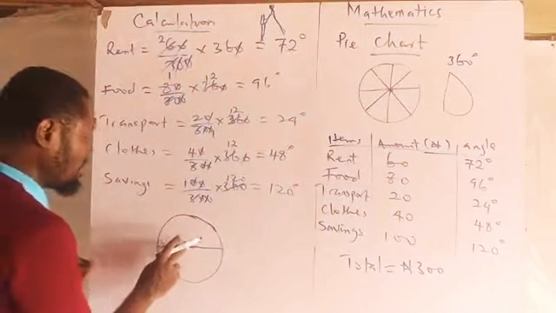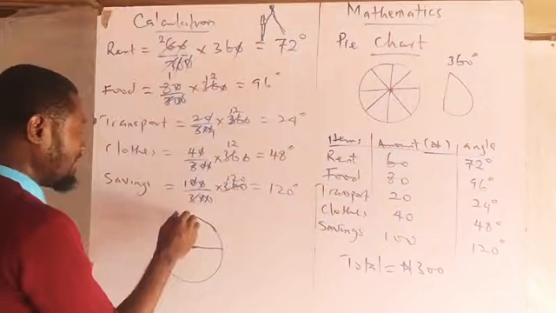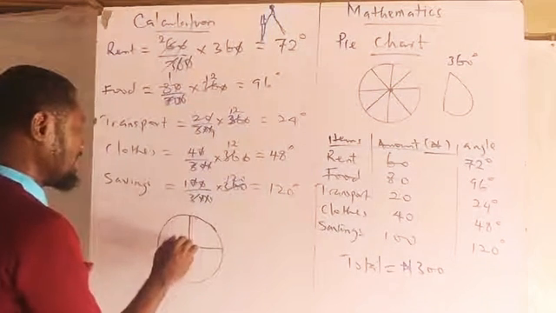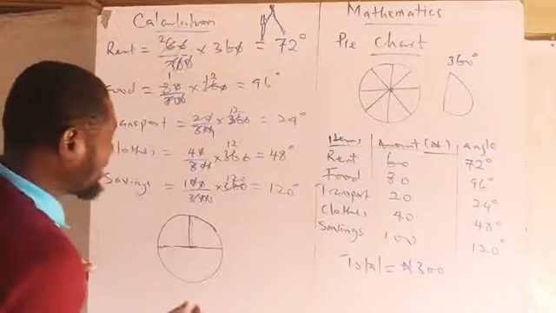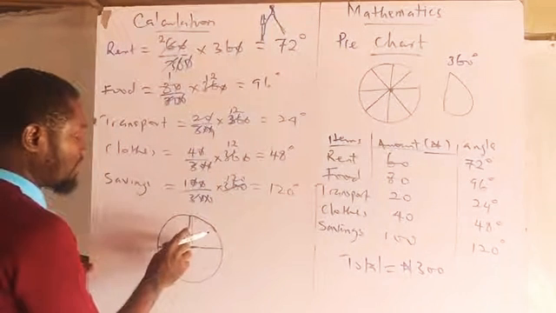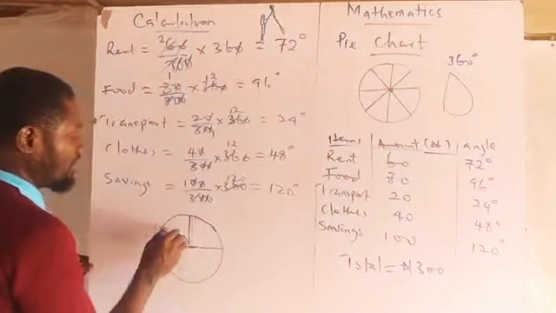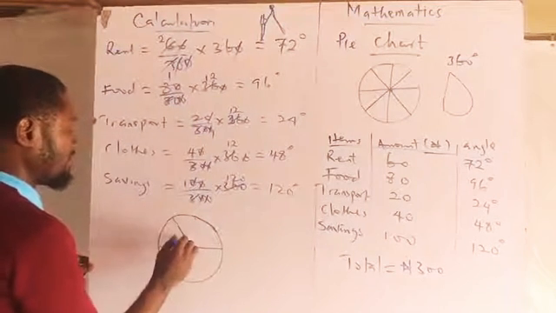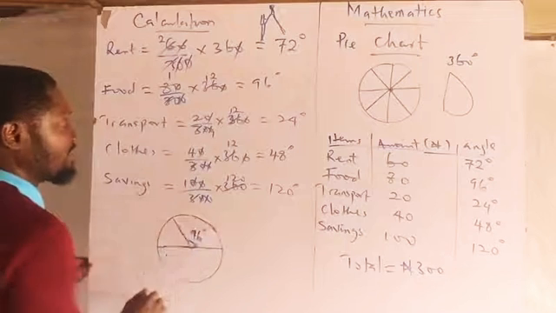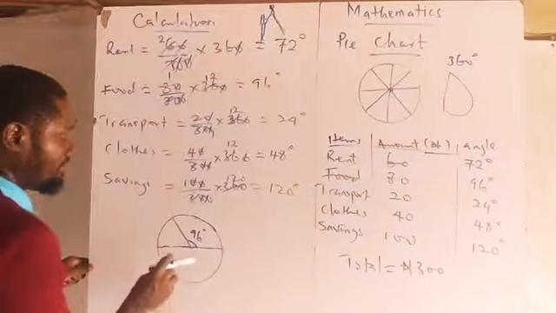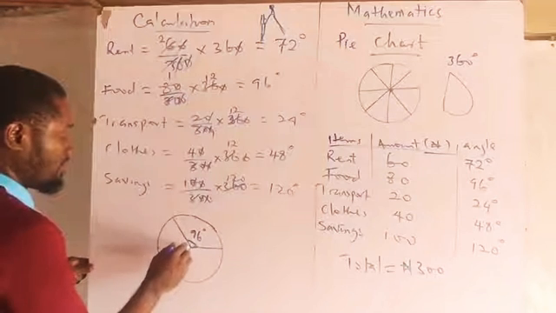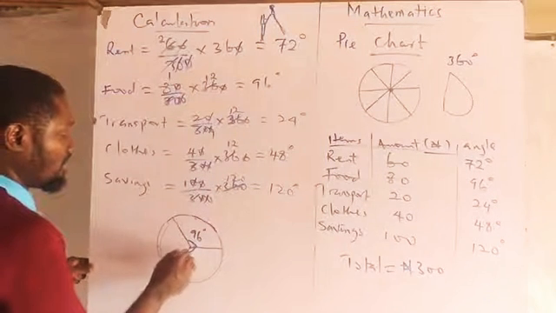So I'm going to reduce it. Here is 90. At that point, we don't have 90, we have 96. So I'm going to extend that point a little bit. So that is my 96. And I have 120. Here's my 120.